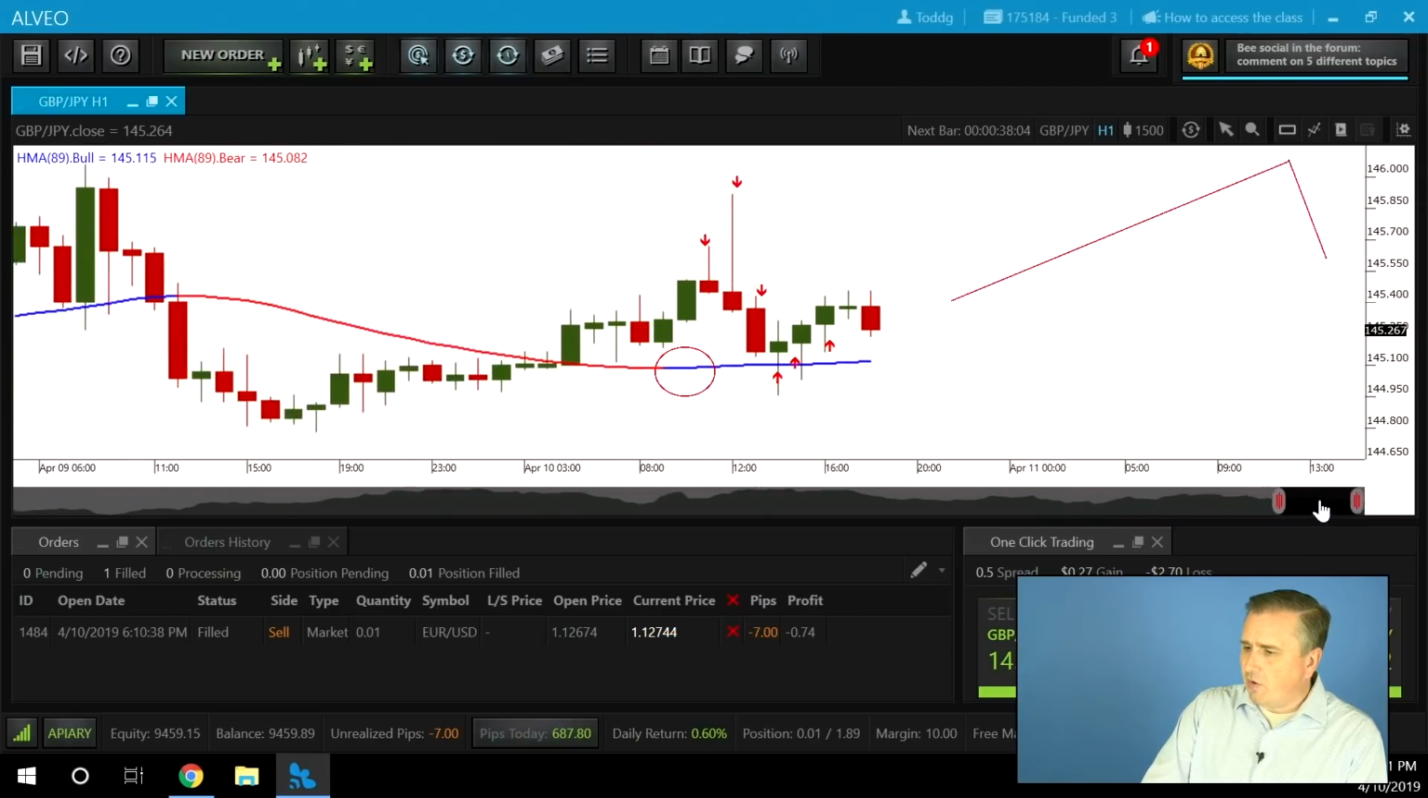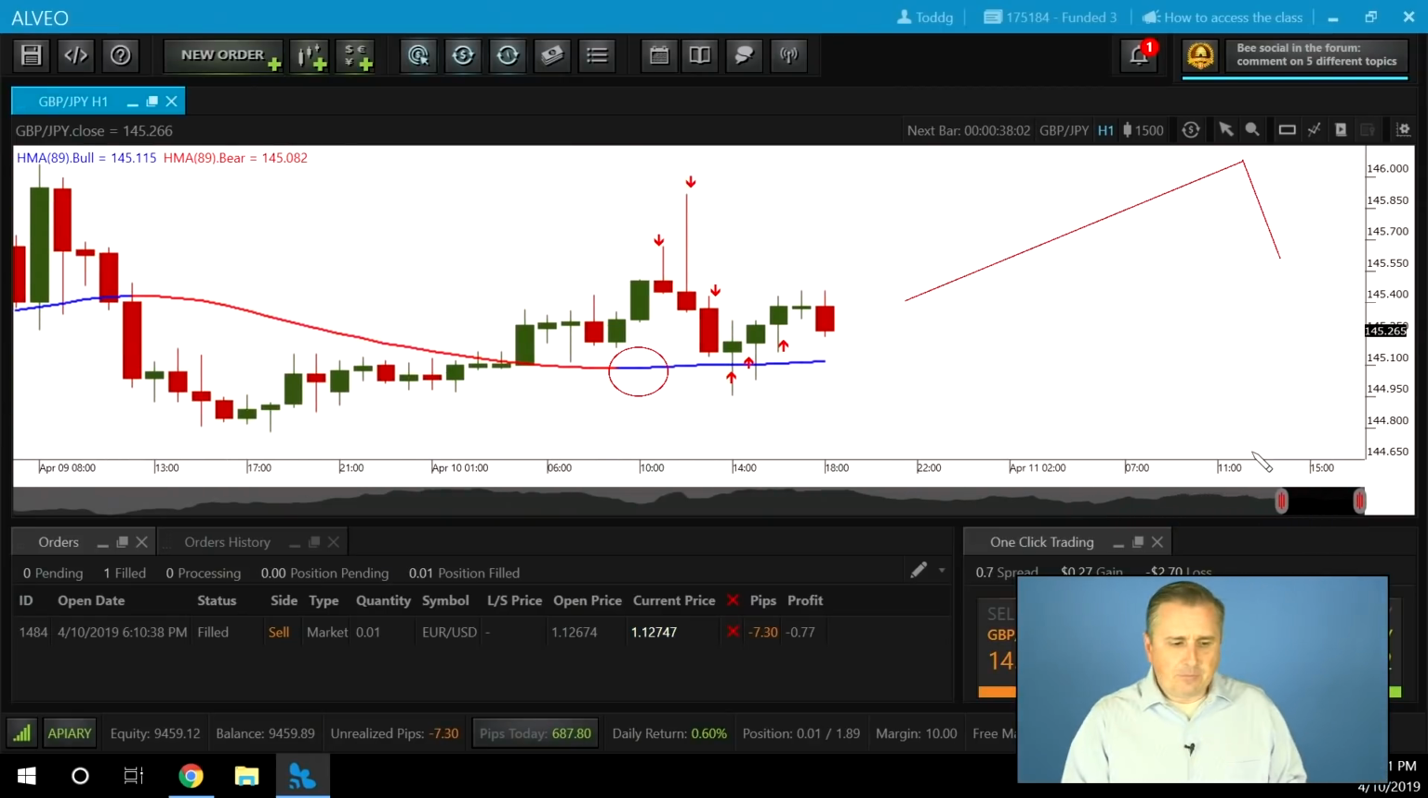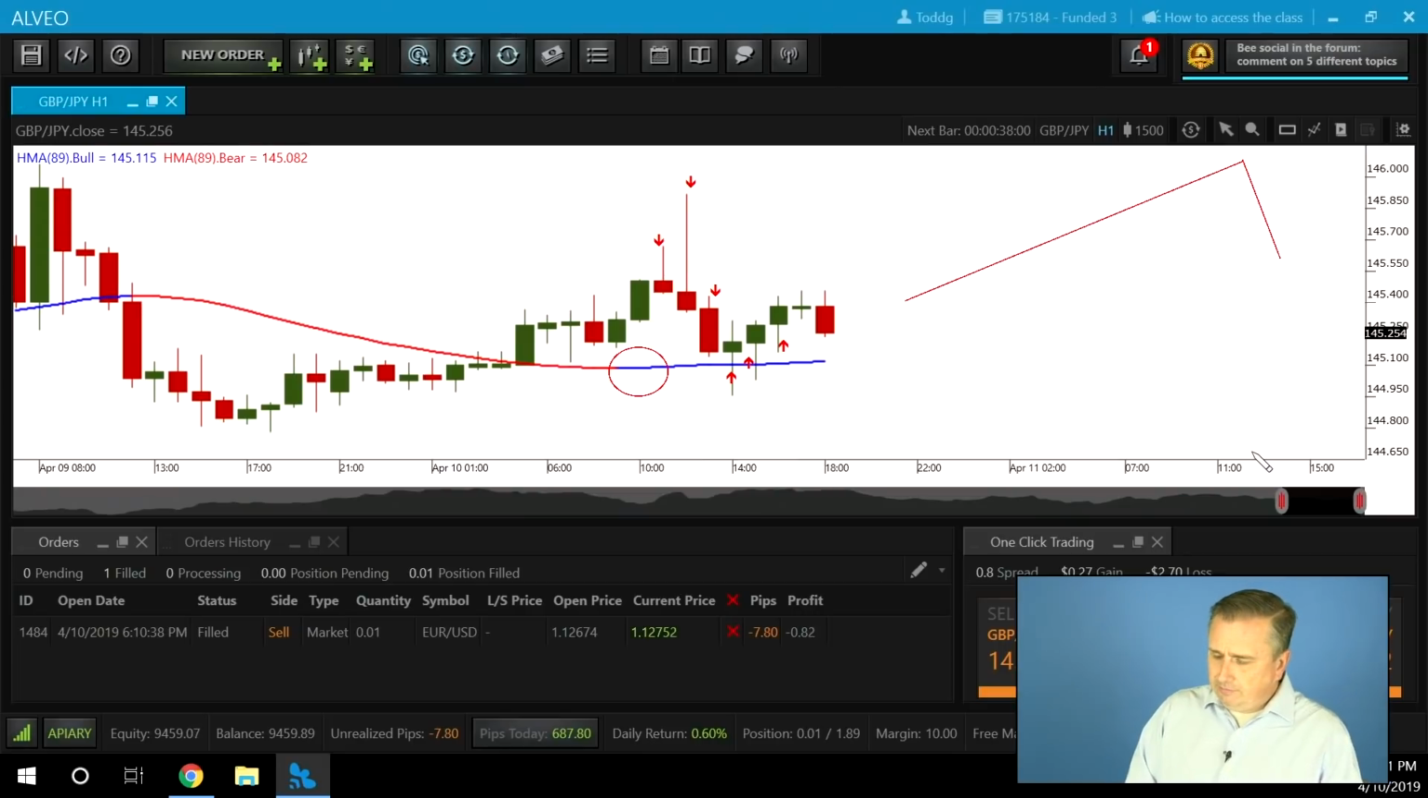All right, so the 89 HMA strategy is basically a scalping strategy that's used on an hourly chart to enter into a trade after a pullback.